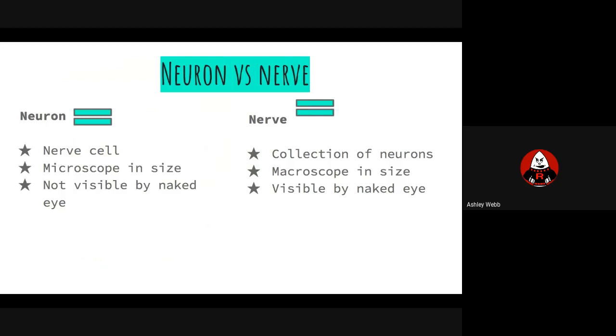When we are looking at neurons versus nerves, remember neurons are individual nerve cells. They're very microscopic in shape. They cannot be seen by the naked eye. Nerves, on the other hand, are a collection of those neurons. They are macroscopic in size and can be seen by the naked eye. We want them to be seen by the naked eye. Like in the case of a surgery, we wouldn't want it to be so small that a physician could accidentally cut it without even seeing what he was cutting.